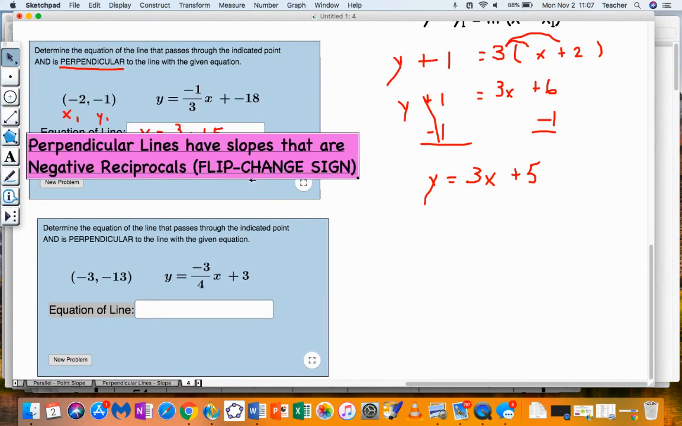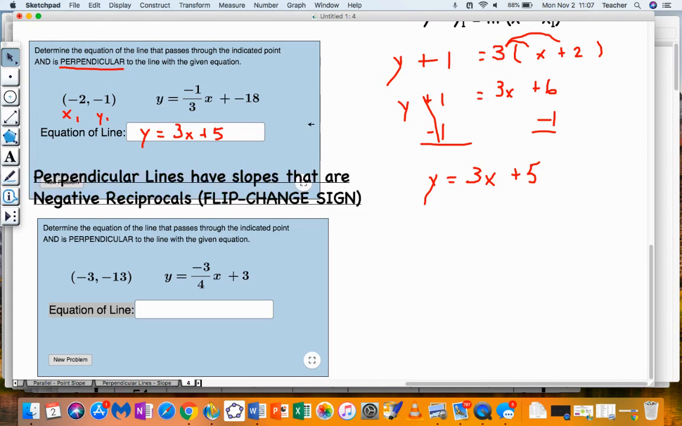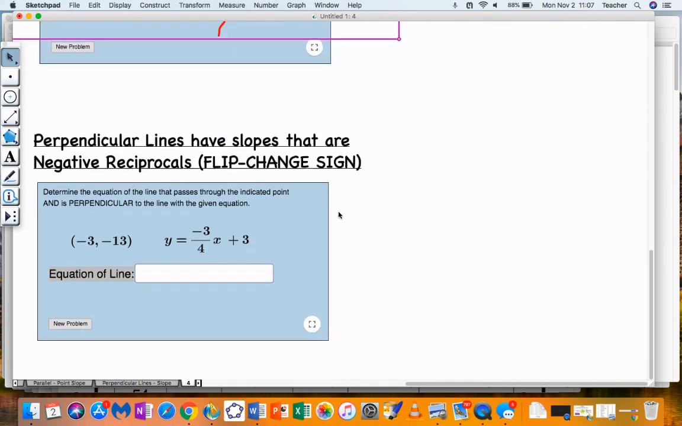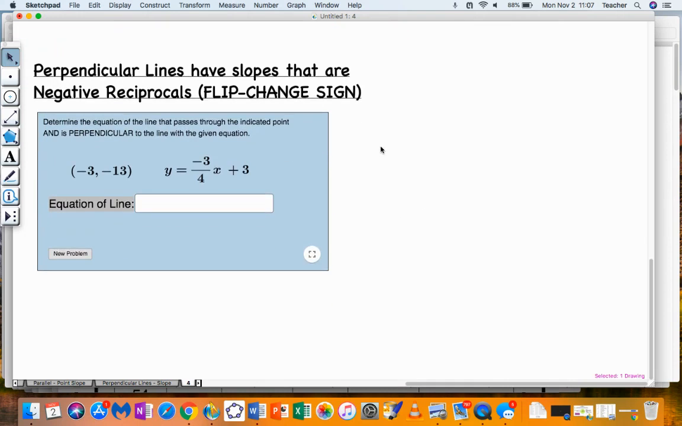Okay. Now again, perpendicular lines. Slopes that have negative reciprocals: flip, change signs. So again, I recognize first thing, this is perpendicular. I'm going to go ahead and start because we've already talked about this. Flip it, change the sign. So that is 4/3. And this is the way it's going to look when you type it in, 4/3 x. And then you go ahead and type that in.